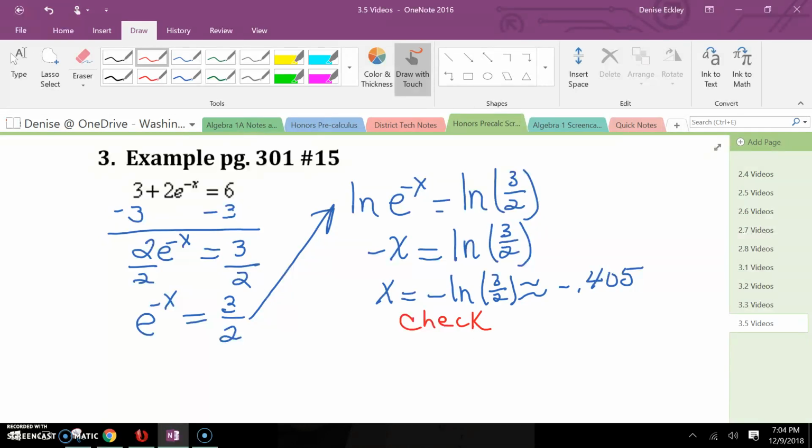And then checking my solution, I'm going to substitute negative 0.405 in the original equation, which will make that negative negative, so it'll be positive 0.405. And when you put that in your calculator, you find that it equals almost exactly 6.